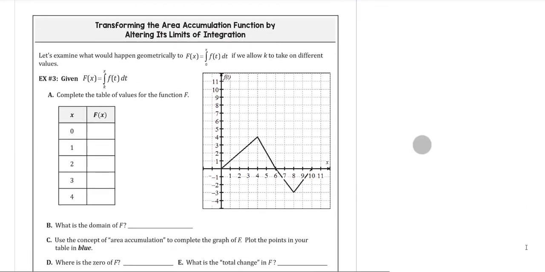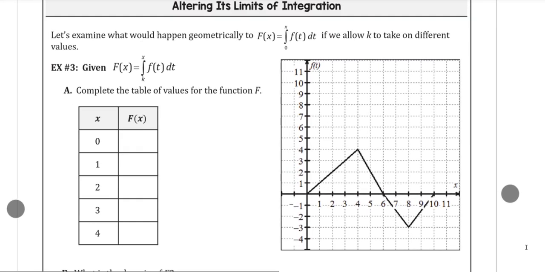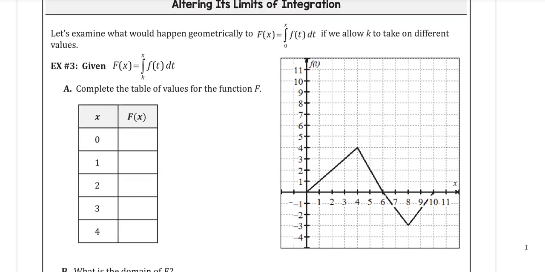Example 3 says, let's make this a little bigger now. Let's examine what would happen geometrically to capital F of x, defined as the integral from 0 to x of f of t dt, if we allow k to take on different values. So in other words, what happens if we change the lower limit of our integration? We're going to deal with that in different ways, and you'll see as we go along how this works out.